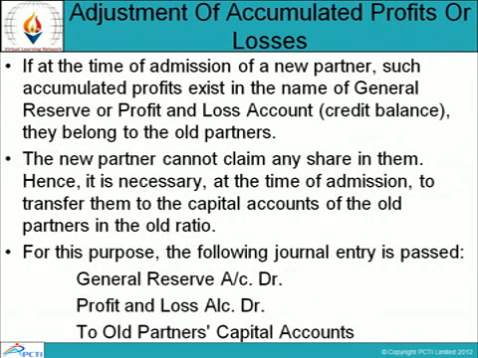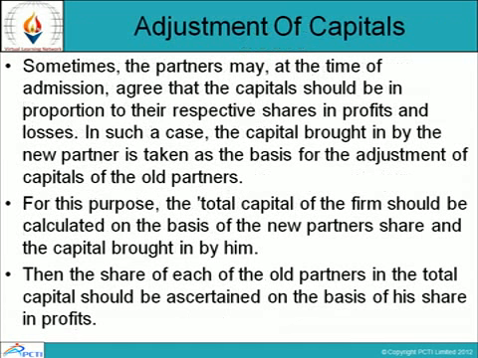Adjustment of accumulated profits or losses. If at the time of admission of a new partner, such accumulated profit exists in the name of general reserve or profit and loss account credit balance, they belong to the old partners. The new partner cannot claim any share in them. Hence, it is necessary at the time of admission to transfer them to the capital accounts of the old partners in the old ratio. For this purpose, the following journal entry is passed: general reserve account debit, profit and loss account debit, to old partners' capital account in their old ratio.